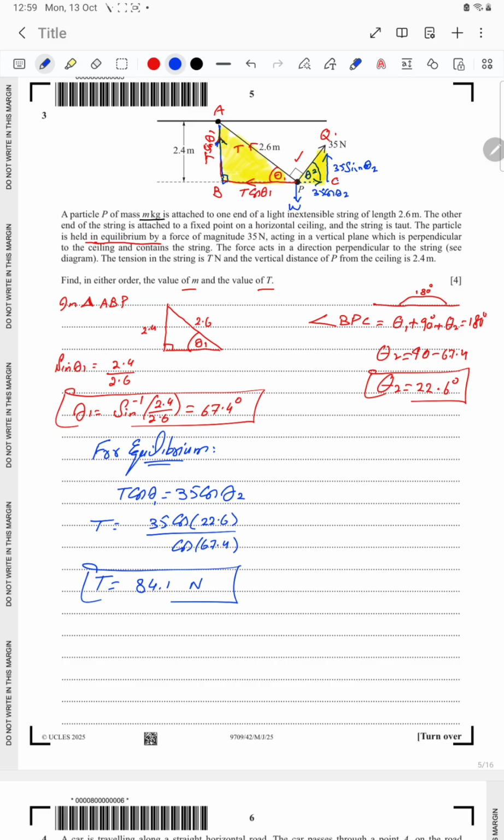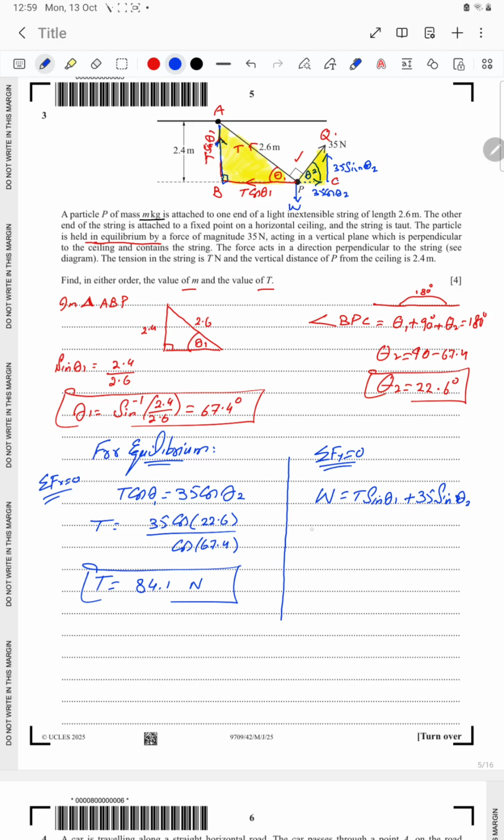Best answer. Okay, now we have to find m. Now the vertical forces. For vertical forces, the sum of Fy equals 0. Here I equated the sum of Fx equal to 0, I did. Now vertical forces, how many? The weight is going to be balanced by T sine of theta 1 plus 35 sine of theta 2.